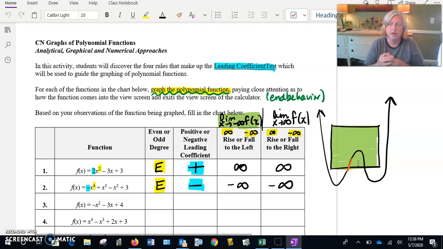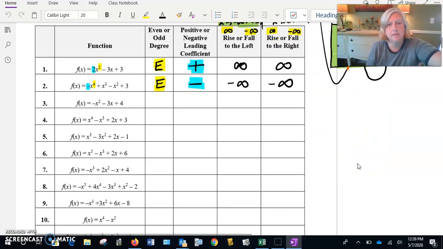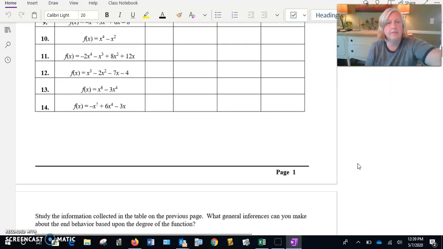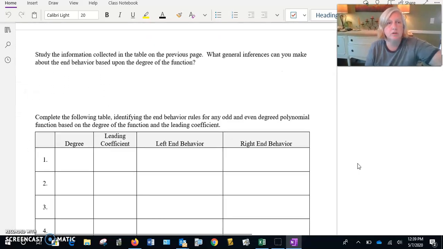So we do want to make sure that we have zoomed out until we see very clearly what that behavior is. All right, so you're going to complete this whole section right here, and then you are going to answer this question at the bottom: study the information collected in the table on the previous page. What general inferences can you make about the end behavior based upon the degree of the function? I'm going to pop up a little open-ended question for you to fill that answer in.